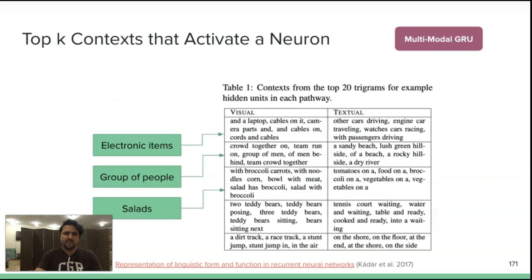Corpus-based methods analyze neurons by looking at their top K activation contexts. Here the authors found neurons related to very specific concepts in multimodal image captioning tasks. For example, they found neurons related to electronic items. As you can see in the trigram context, this includes laptops, cables, and cords. They also found neurons that were capturing a group of people concept. So you could see group of men, crowd, team, etc. in the context. Finally, a neuron that's focusing on salad items.